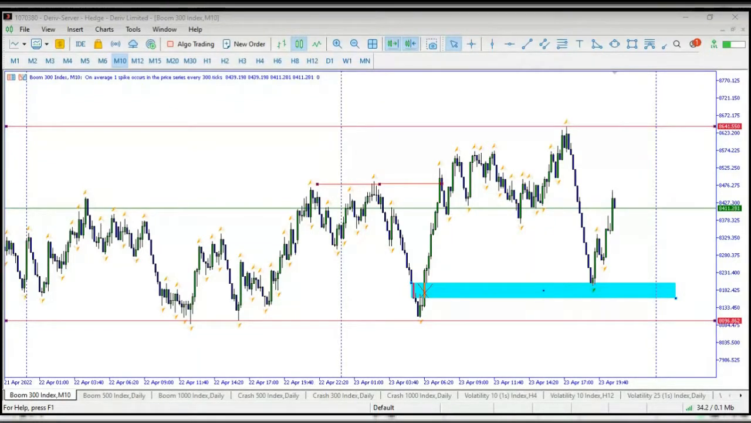The next one I would like to talk about is the smart money cube, or SM cube. So what does SM cube simply mean? SM cube is a bearish candle between consecutive bullish candles.